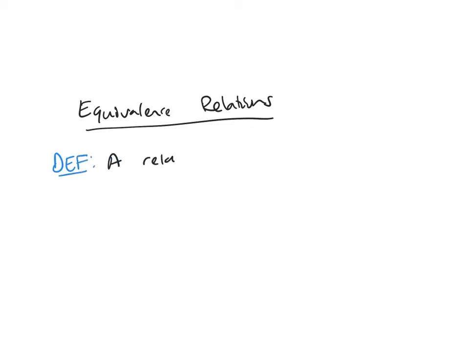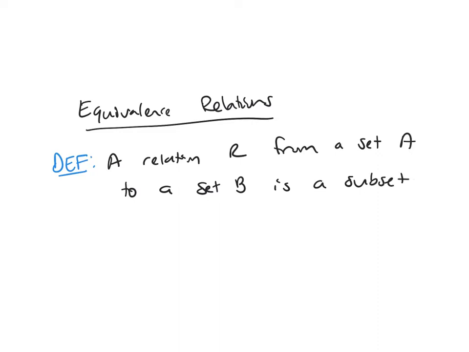a relation R from a set A to a set B is a subset of the Cartesian product A cross B.